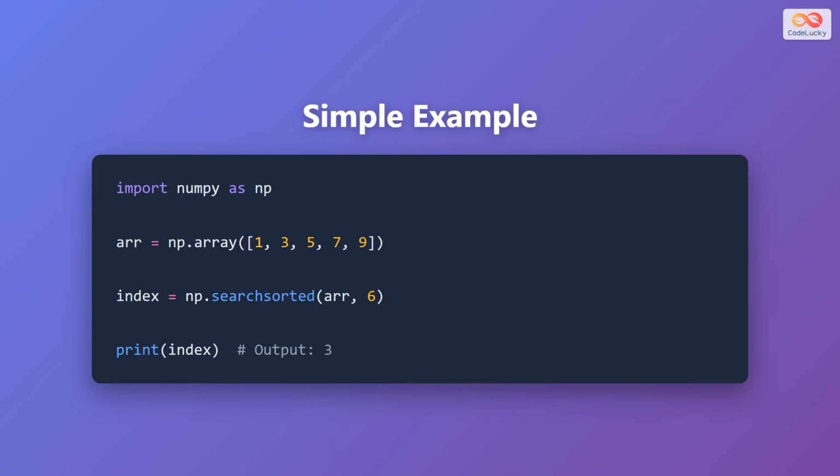Let's see a simple example. We have a sorted array containing 1, 3, 5, 7, and 9. We want to find where the number 6 should be inserted. Using np.searchsorted with our array and the value 6, we get 3 as the output. This means 6 should be inserted at index 3.